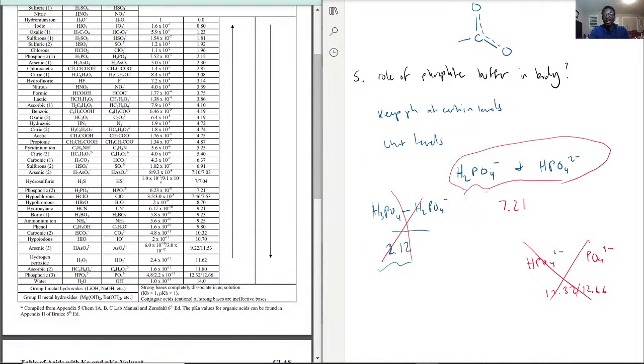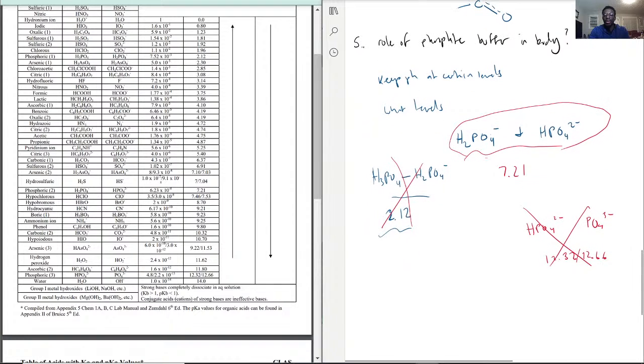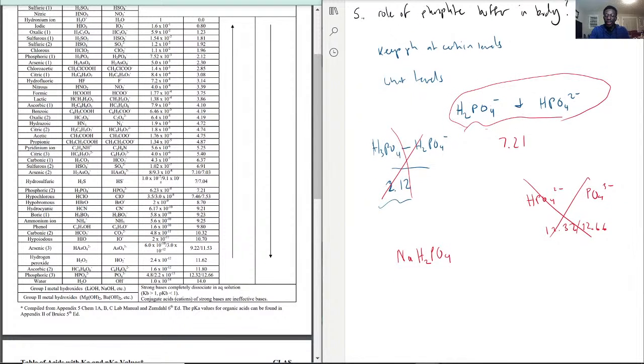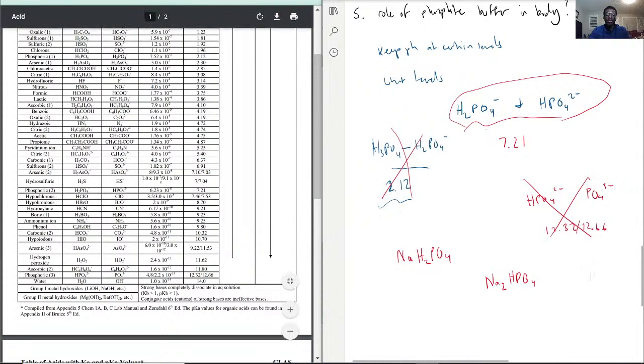And it's actually pretty easy to make this buffer in real life as well. If you have sodium dihydrogen phosphate, NaH2PO4, that's how it'll be written, and then you mix it with moles of sodium hydrogen phosphate, which is Na2HPO4, that would create this buffer system, close to a pH of 7.21.